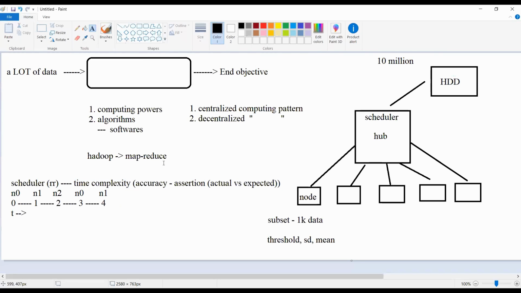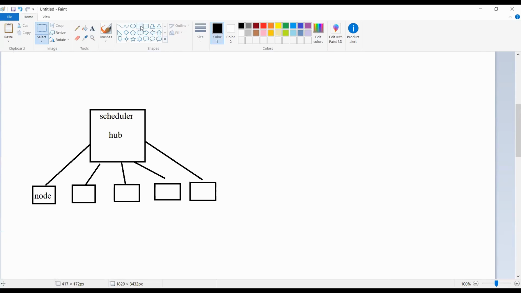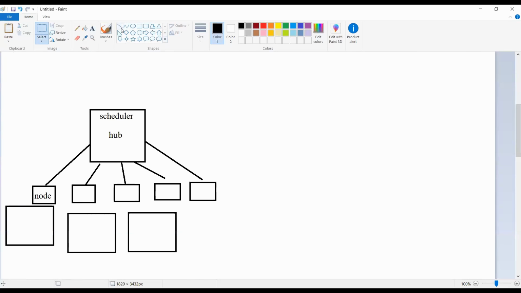Now let's talk about the decentralized computing pattern. We have local hard disks present with the nodes. There is a two-way communication channel set up between a node and its corresponding hard disk, and similarly for the other two. I'm not drawing it. Say we have a large chunk of data, once again that 10 million records. These hard disks are capable enough to store that amount of data.